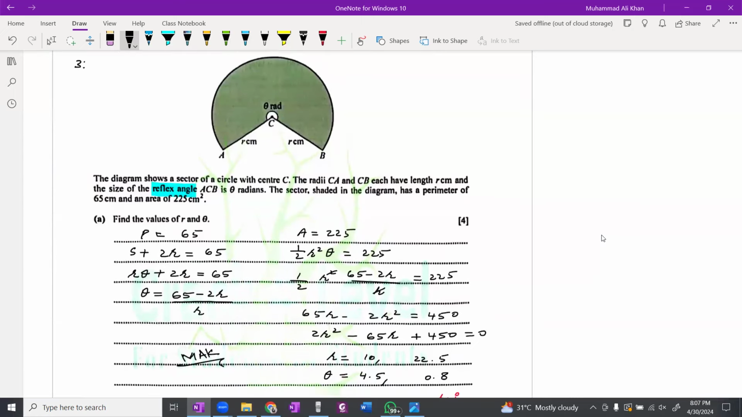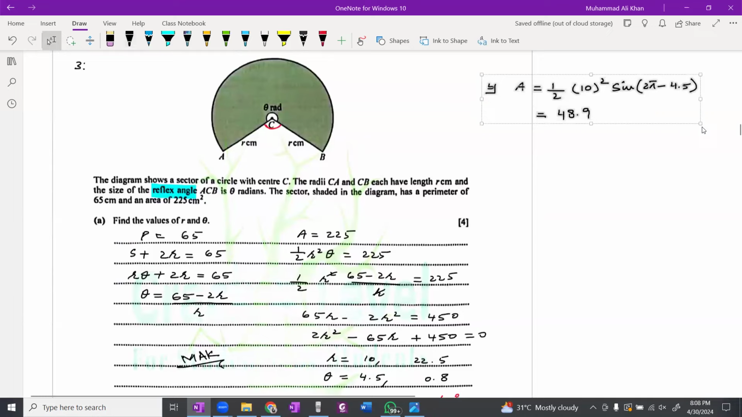How can we calculate the area of triangle ACB? The radius is given, which is 10. So for part B, the area of the triangle is half the two sides, R into R, means 10 squared, sine theta. And theta is 2 pi minus 4.5. According to this, the area of the triangle is 48.9. This is the area of the triangle, which is part B of question number 3.